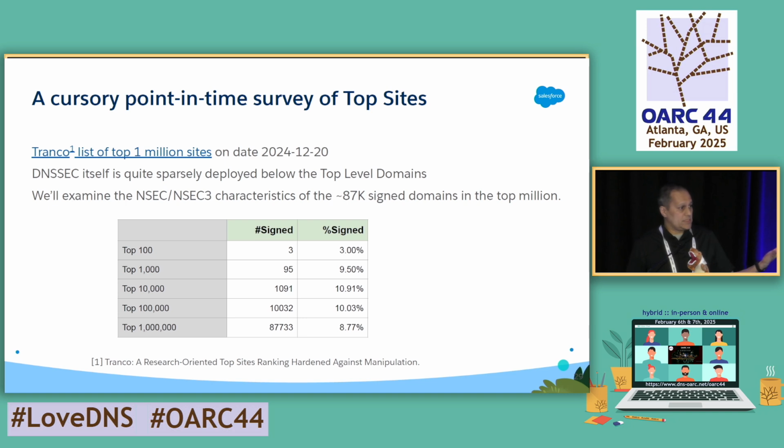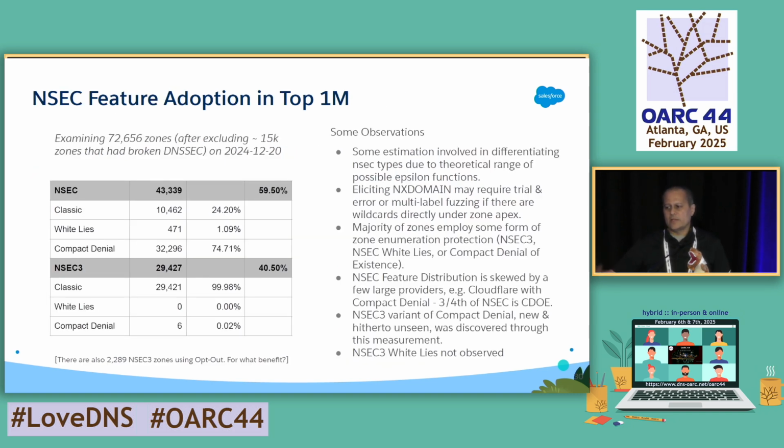So it's about only 8.7% of the top million. And did this advance? So I looked at those. After pruning out the broken DNSSEC, I had 72,656 zones left. And of those, NSEC and NSEC3 are both widely deployed, used by 59.5 and 40.5% respectively.